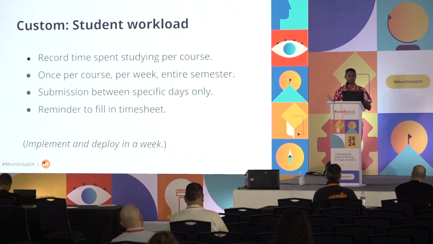So our approach was to build a block added to the different courses, and then the block would allow students to record the data, and that data was then recorded in the database, exported, and then handed over to the planning office for analysis.